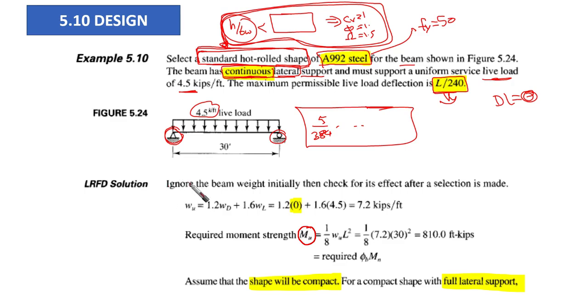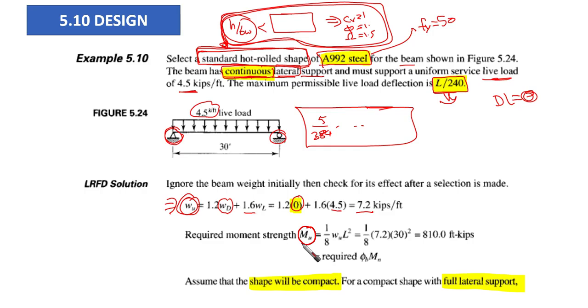We start with what we have mentioned before: ignore the beam weight initially, then check for its effect after a selection is made. So we are going to ignore the weight of the beam and calculate the ultimate distributed load. We need 1.2 WD, which is 0, plus 1.6 WL, where WL is 4.5 given for us. So it gives us 7.2 kips per foot.